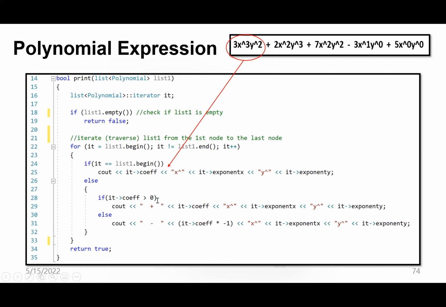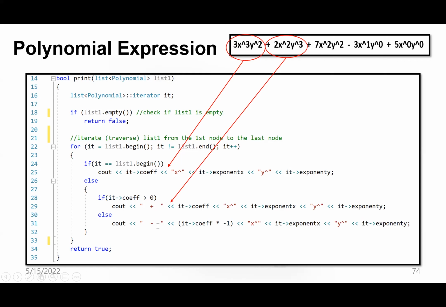If my coefficient is more than 0, I have to print a plus. Else I have to print a minus, right? So this one here, the first C out, is to print something like this. Because my 2 is a positive value, so I have to put plus 2x power 2 y power 3.